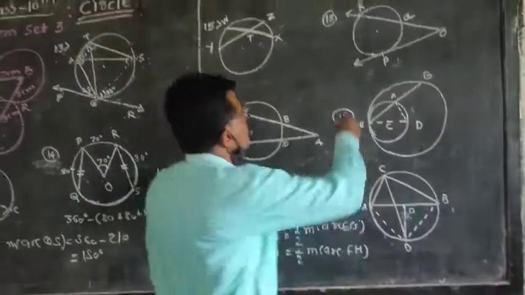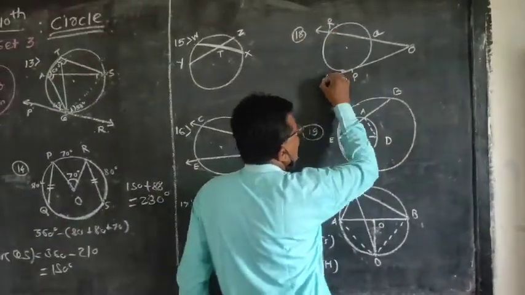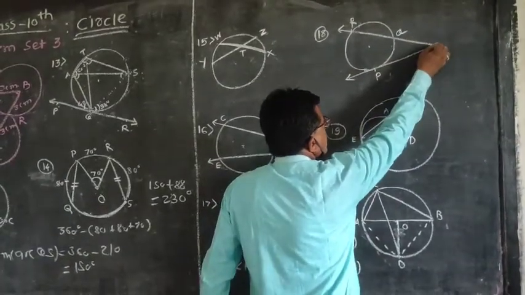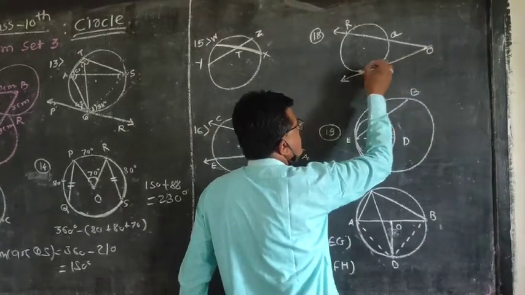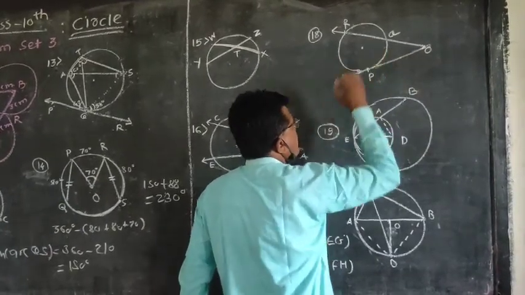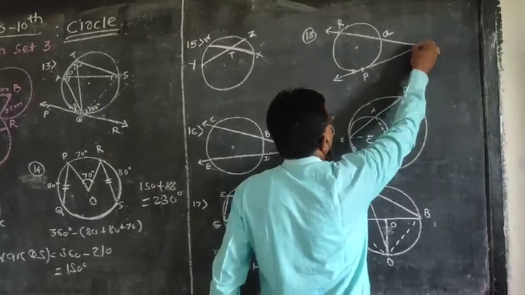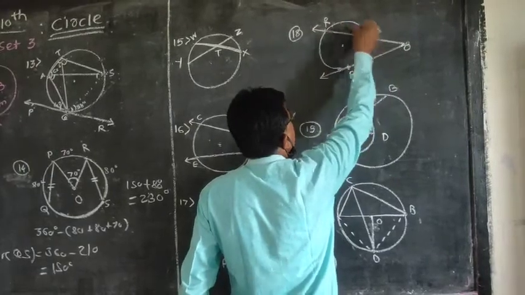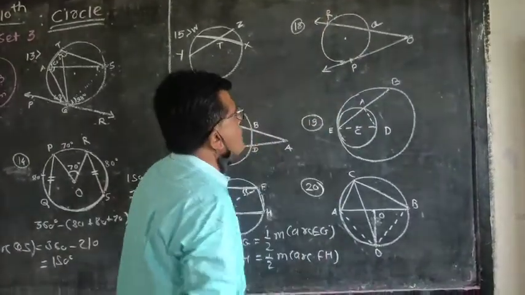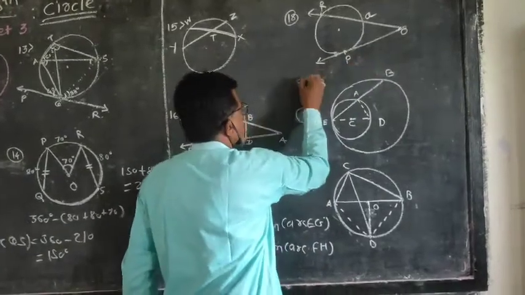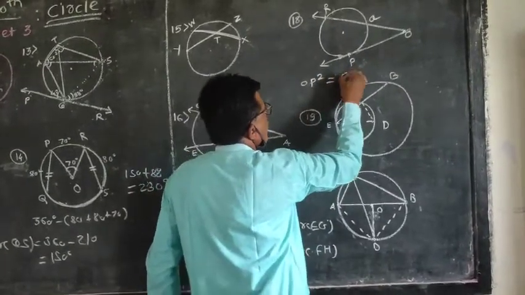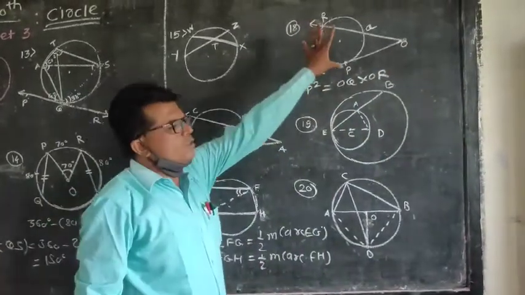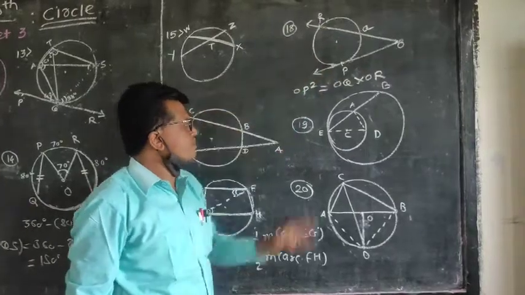Then the 18th problem. Here OP, with vertex O, is drawn as a ray touching the circle at point P. Then another ray from vertex O, OR, intersects the circle at point Q, and OR is the secant. Now here, by the tangent secant segment theorem, OP squared is equal to OQ multiplied by OR. In this matter, any segment we have to find.